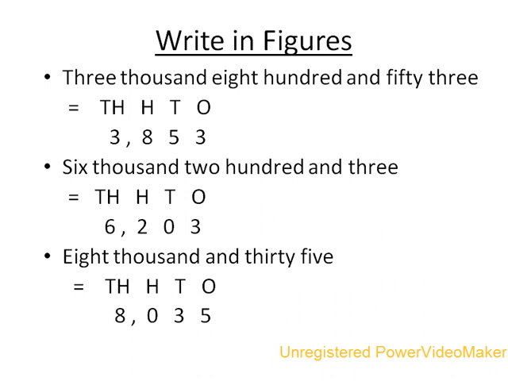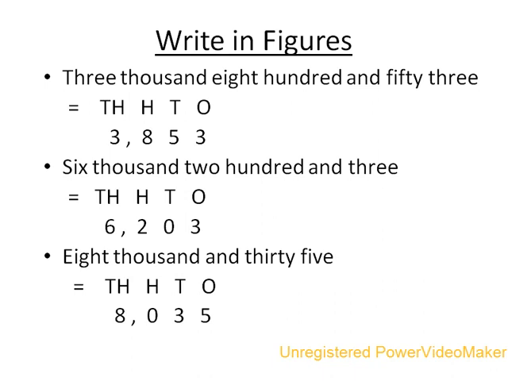See the first example, 3853. Now 3000. So in the place of 1000 I will write 3. 800. So in place of 100 I will write 8. And 53. 53 means 5, 3. So 5 will come at the place of 10 and 3 at the place of 1. So it will become 3853. And we have to separate it by comma. After 1000 and 100 we will put comma as it will mention their places.